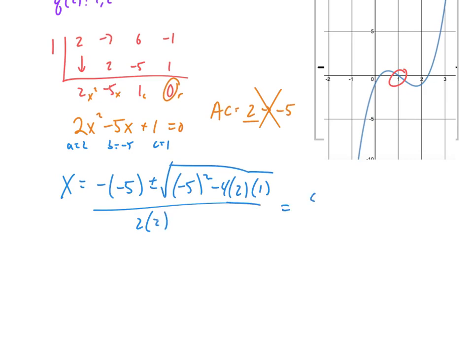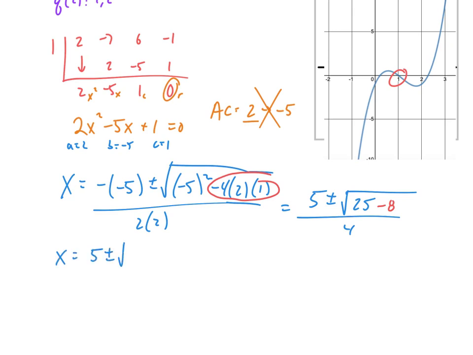So -(-5) gives me +5 plus or minus the square root. -5 squared is 25. And then -4 times 2 times 1 would be -8, all over 4. So it gives me 5 plus or minus the square root of 17 over 4. So 17 will not simplify, so I don't need to worry about that. So really what that tells me is I'm done. These are the two answers I get.